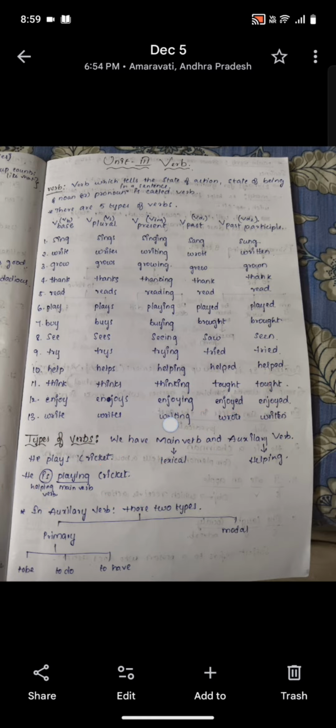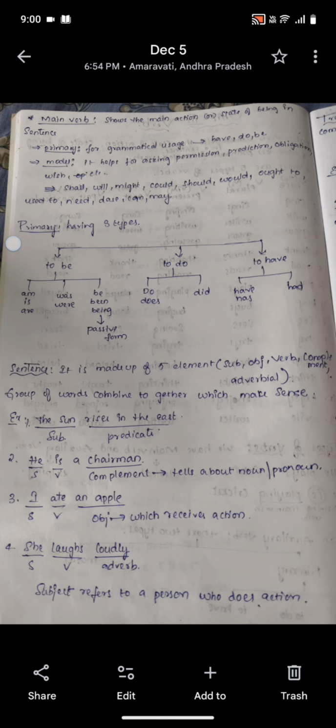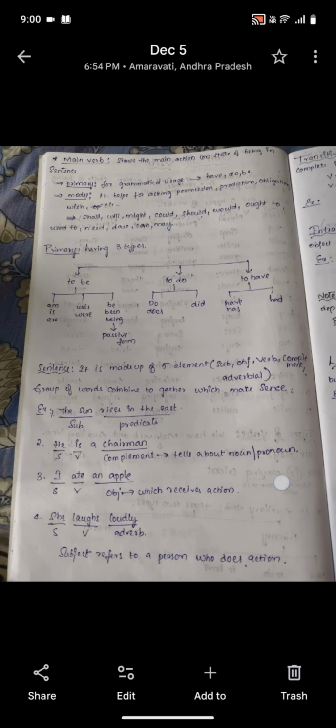Here we have two types of verbs, main verb and auxiliary verb. When it comes to auxiliary verb, we have two types of auxiliary verbs. First one is primary and second one is modal. In primary, we again have three types. Primary has three types: to be, to do, and to have.